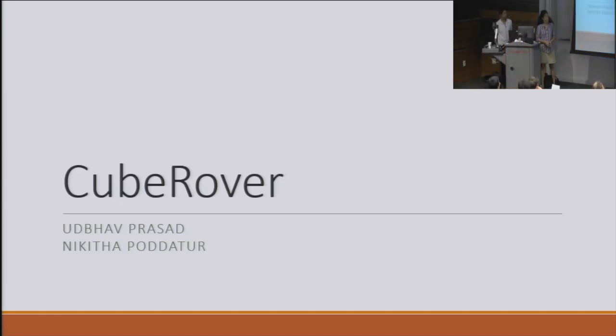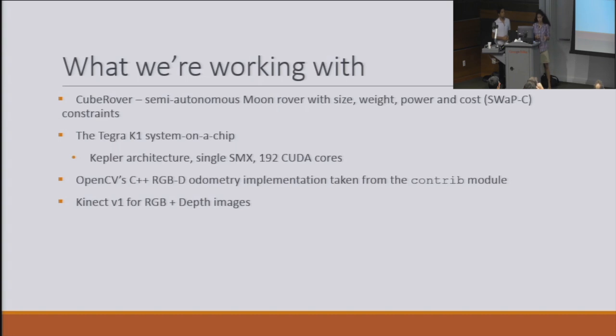We are going to talk about CubeRover. What is CubeRover? It's a semi-autonomous moon rover which has size, weight, power and cost constraints. Size is like, it fits in a 30 centimeter cube, and it weighs 10 kilos, and it's not self-charging, so there's a huge power constraint on the CubeRover.